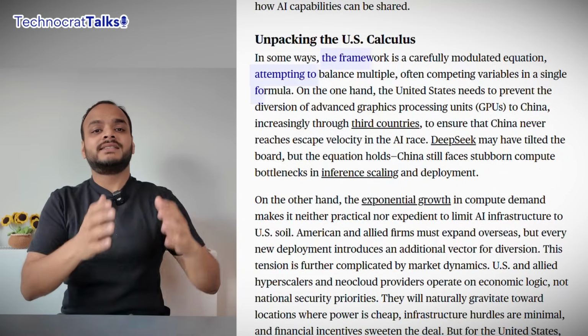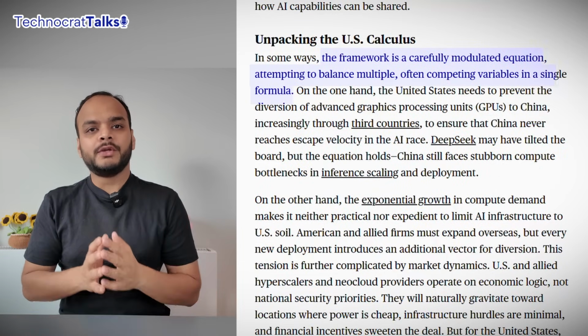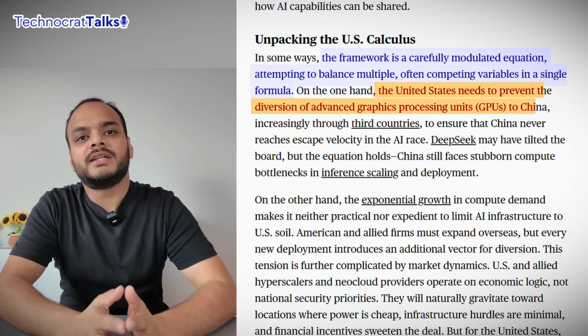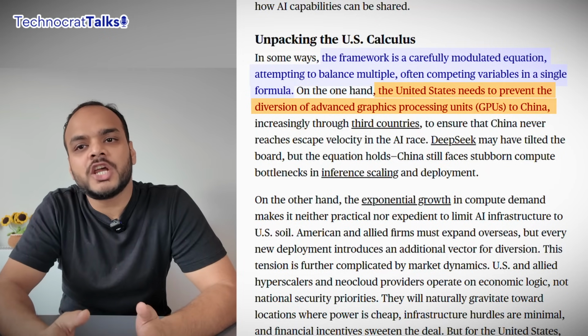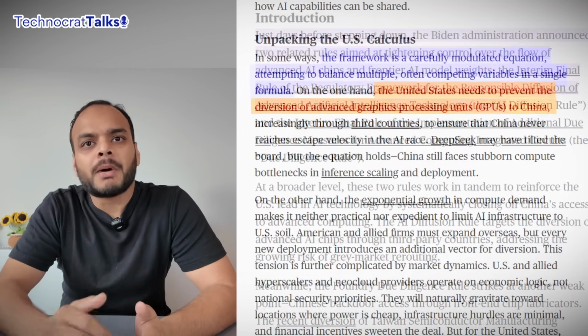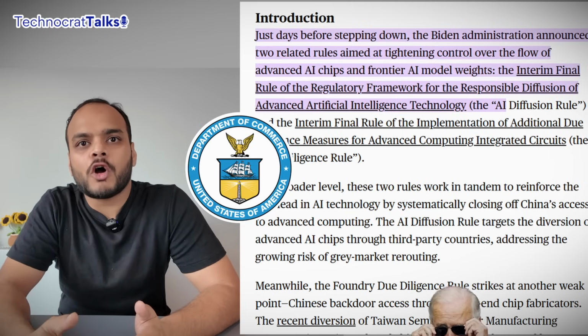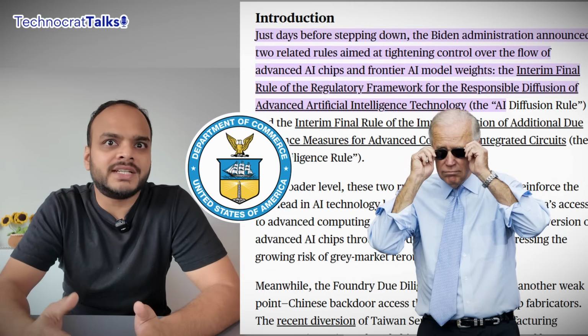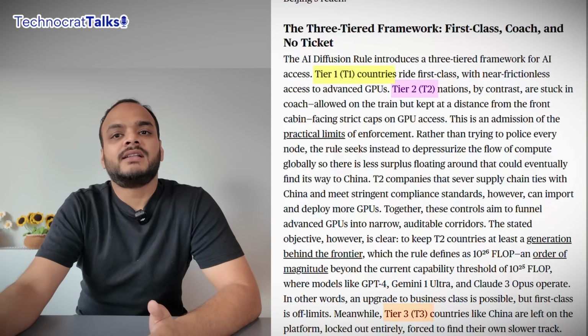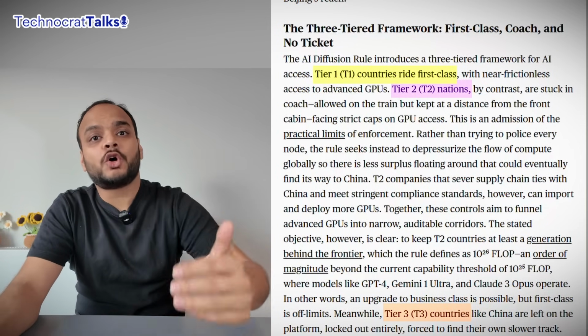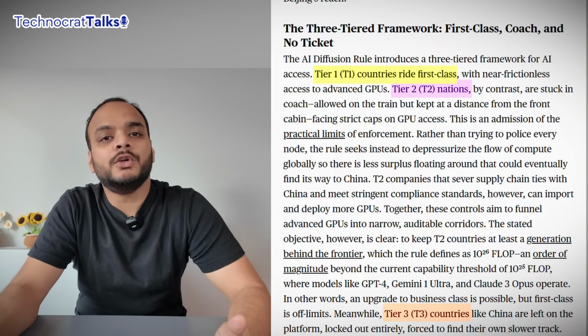Well, it is a regulatory framework introduced by the United States to limit the export of advanced AI chips and model weights. Published by the US Department of Commerce under Biden on January 13, 2025, it will be enforced starting May 15, 2025. The rule divides the countries into tiers based on their geopolitical alignment with the US.